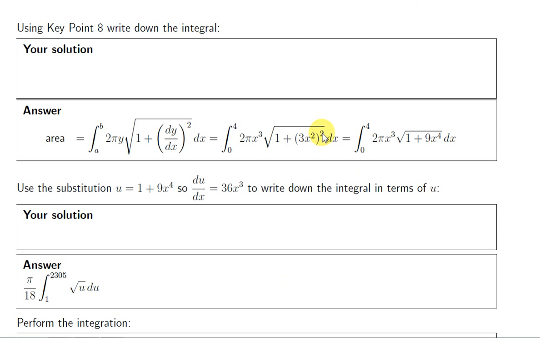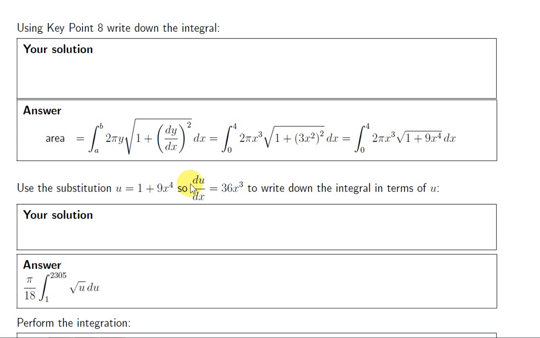So 3x squared squared is 9x to the power of 4. Now you can see that x cubed is a multiple of the derivative of 9x to the power of 4. If we differentiate x to the 4, we get a cubic term. So that suggests we let u equal everything inside the square root sign. So we can get this term down to a single term. While this expression has two terms in it, it'll become a single term.